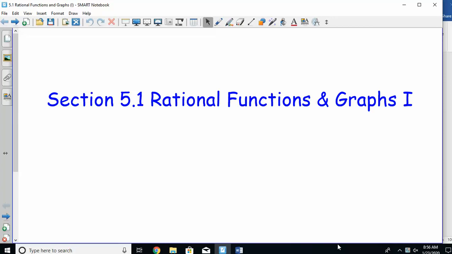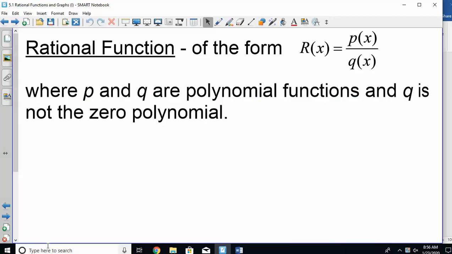We start in chapter 5 talking about rational functions. Everything we were doing in chapter 4 was polynomials. We talked about finding the zeros, finding x and y intercepts, drawing the graphs of those things. We're going to do all the same things now, but with a rational function.